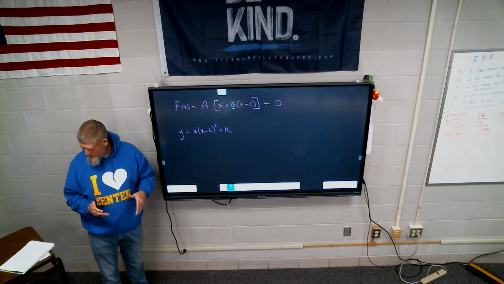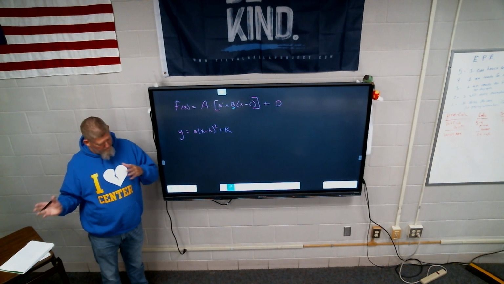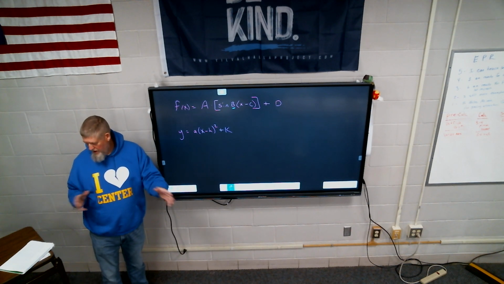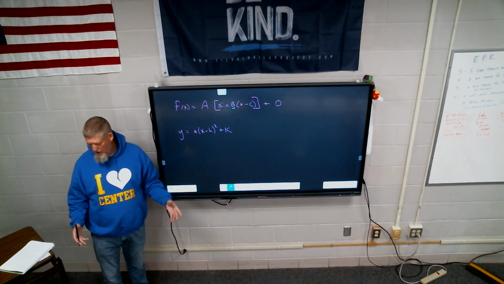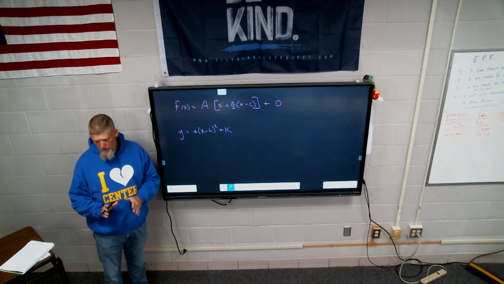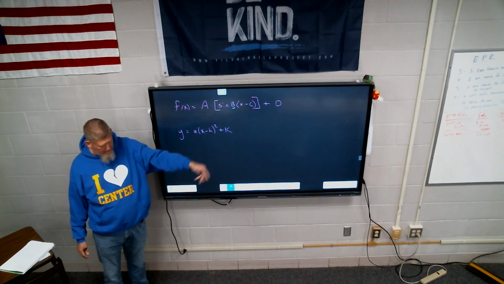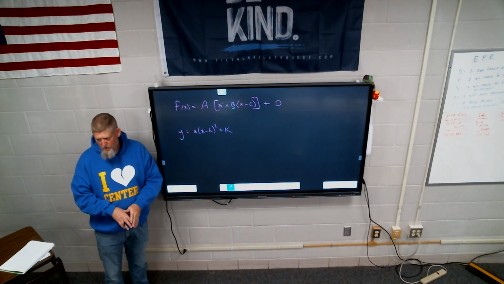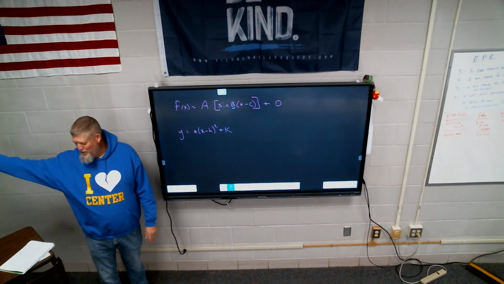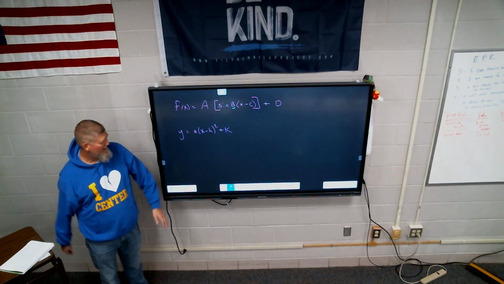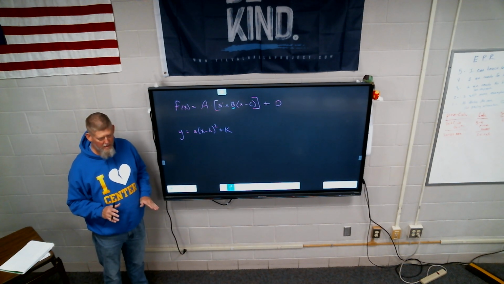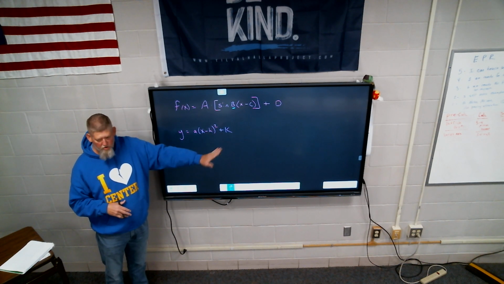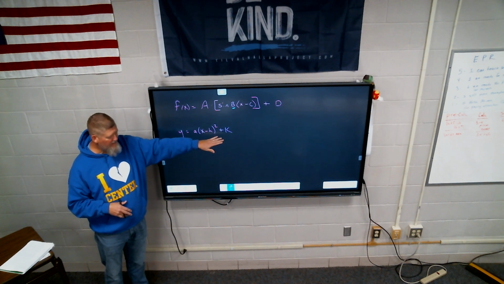The h slides the graph horizontally, left or right, and if it's in with the x, it's the opposite. So if it said x minus 2, you add 2, and it's moved to the positive side. If it says x plus 2, it's the opposite. I'm trying to do your negative and your positive, and I'm getting myself confused. Okay, what about the k? It moves the graph up or down, and it does exactly what it says. If it says plus 3, it's going to move it up 3. If it says negative 5, it's going to move it down 5.